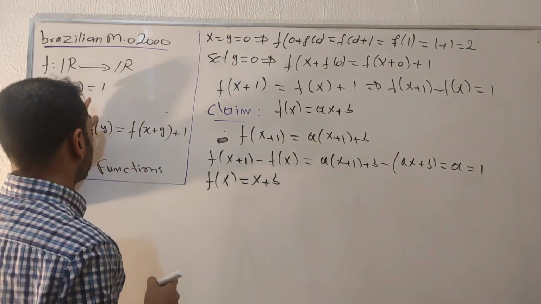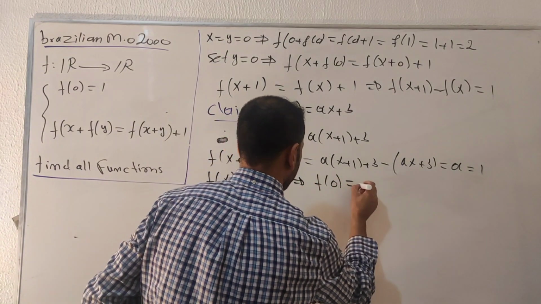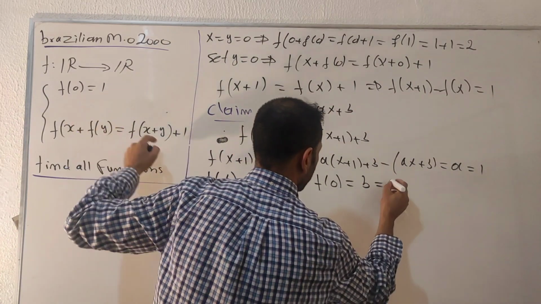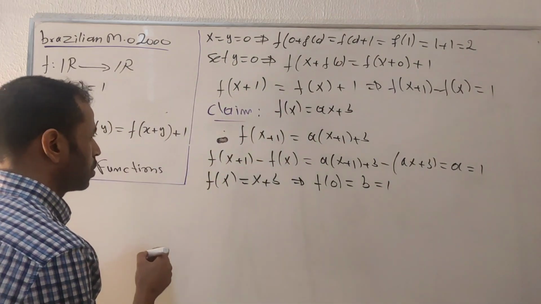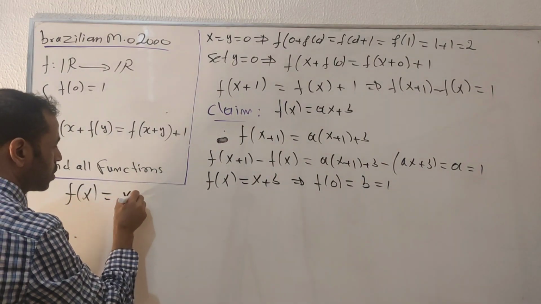Let's find b, replacing x with 0. f of 0 equals b. We know f of 0 equals 1. We have determined b as well. So thus f of x equals x plus 1.